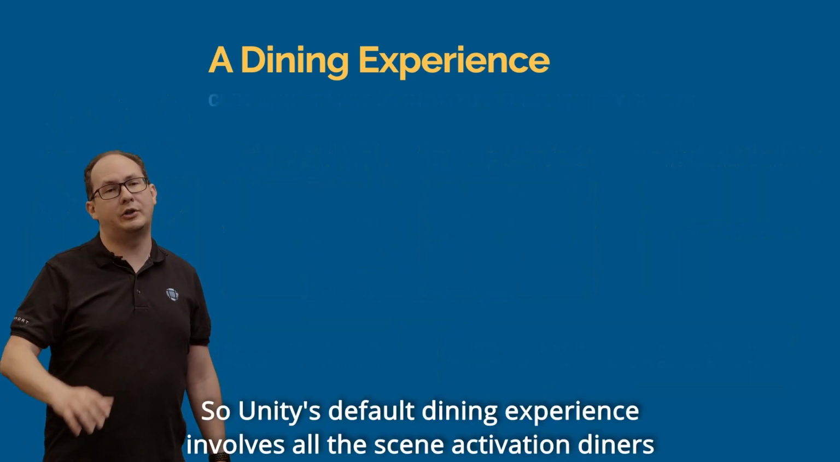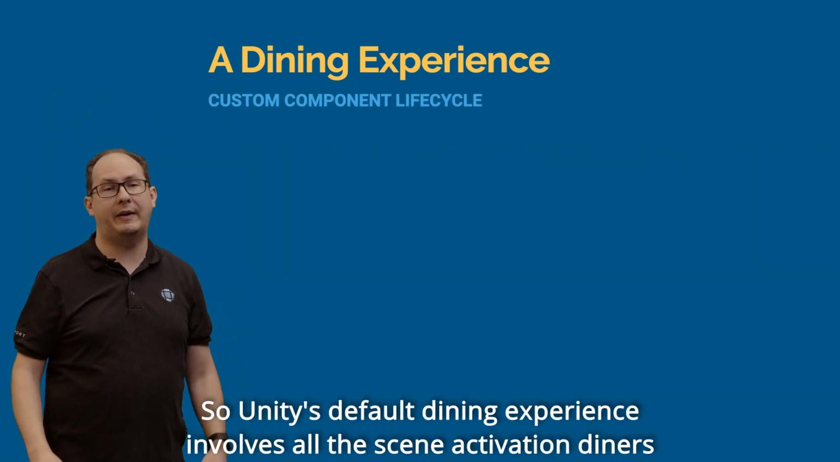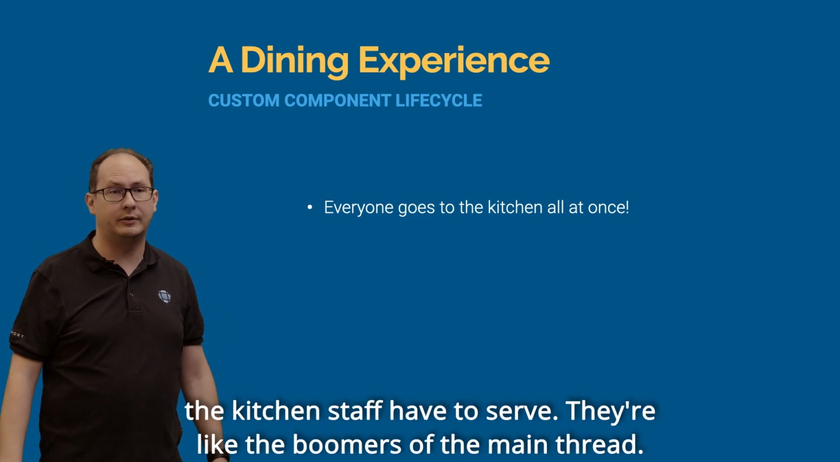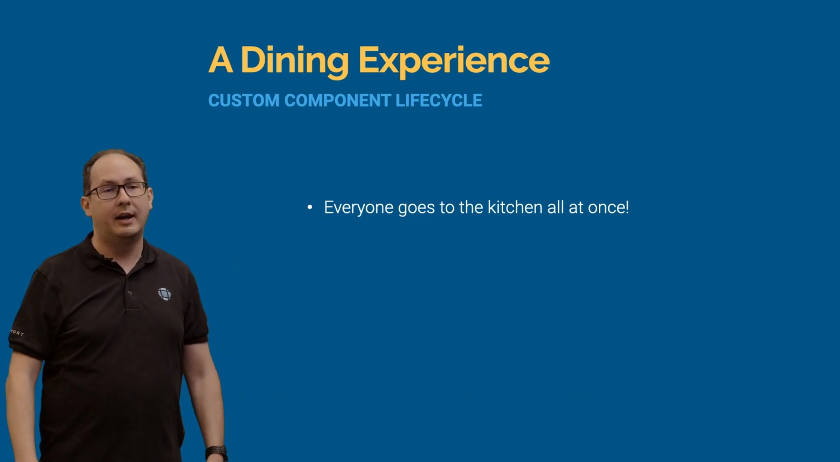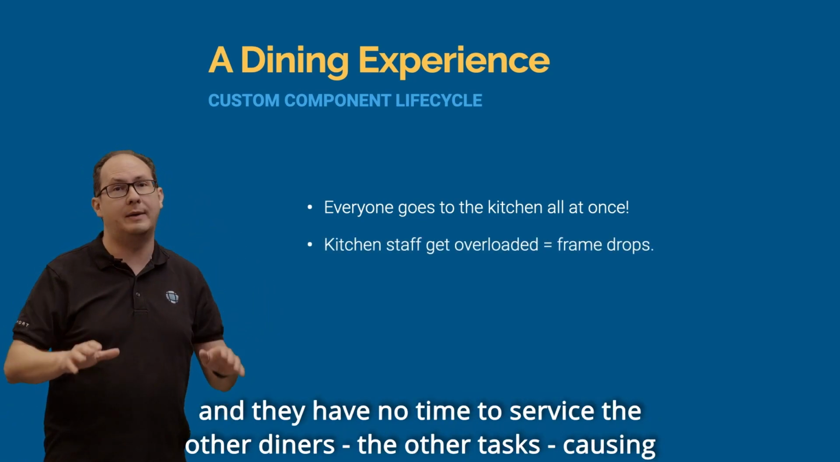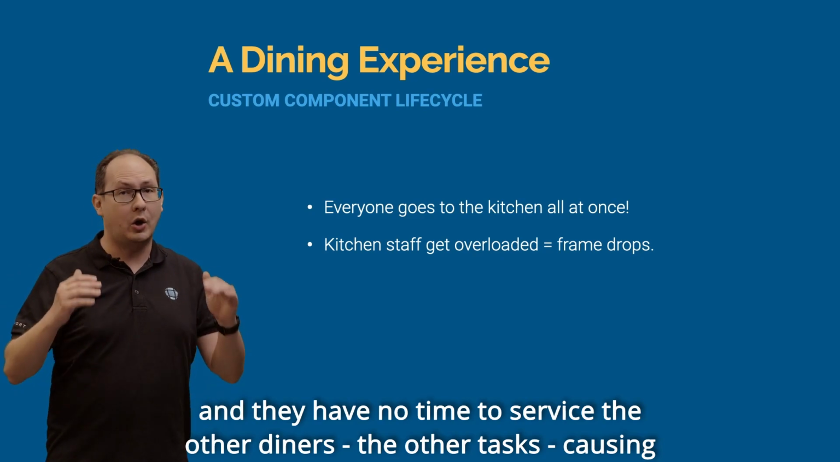So Unity's default dining experience involves all the scene activation diners just jamming into the line without regard for the other diners the kitchen staff have to serve. They're like the boomers of the main thread. The staff then get overloaded serving only these diners until they're done, and they have no time to service the other diners, the other tasks, causing frame drops.